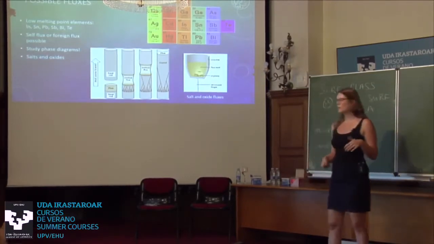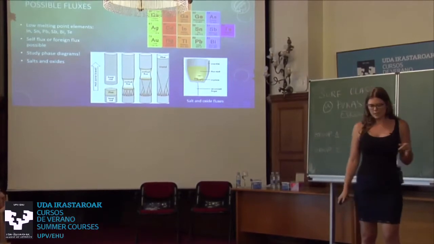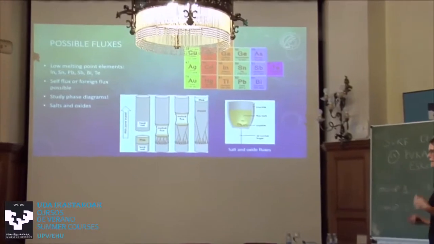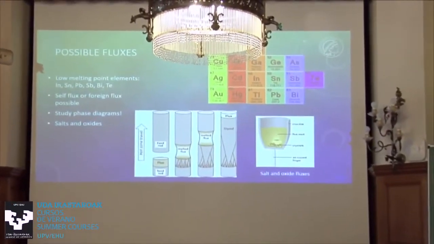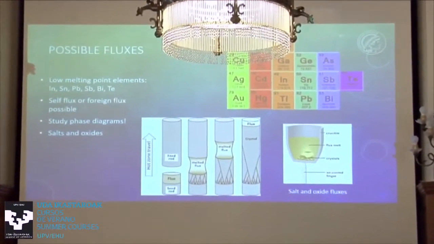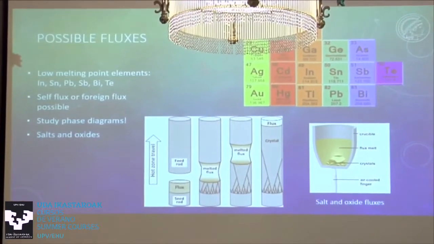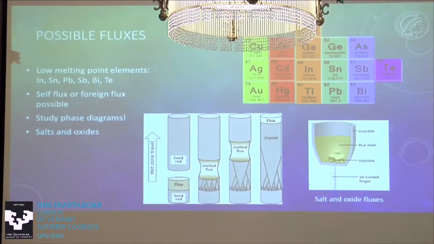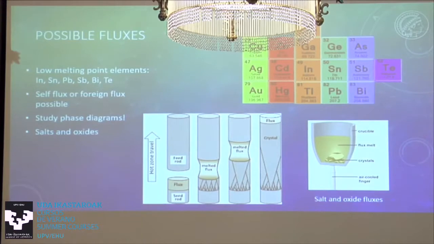So what can you use as a flux? There are different ways of flux growth. You can either use an element as a flux, like I gave with the example of tungsten telluride, where you use tellurium. And for those, you can use all those low melting elements, which are those ones in the periodic table. Those are all elements that have a low melting point, and you can use them as a liquid. And so, of course, you can grow phases which contain one of those elements from them.